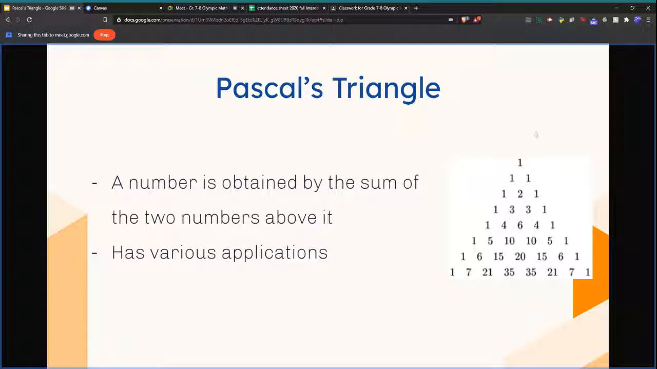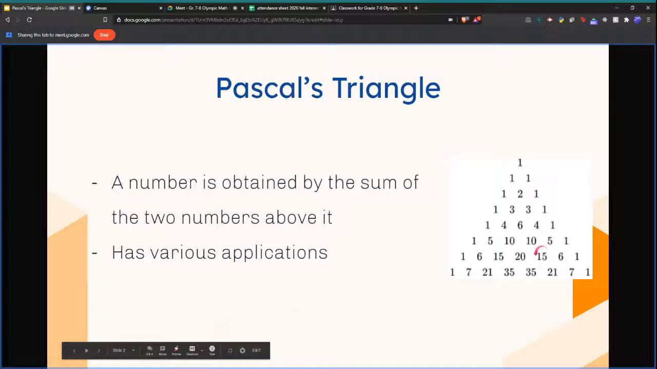Okay, so today we're going to look at Pascal's triangle, and you see that a number inside Pascal's triangle is obtained by the sum of the two numbers above it. So let's pick an example. Let's look at 6 right here, the middle 6. So 6 is the sum of the numbers on top of it. So 3 plus 3.